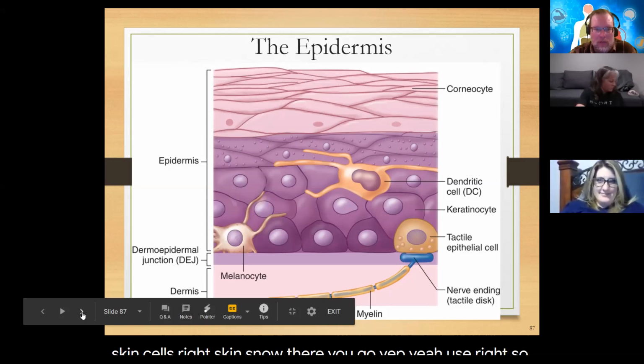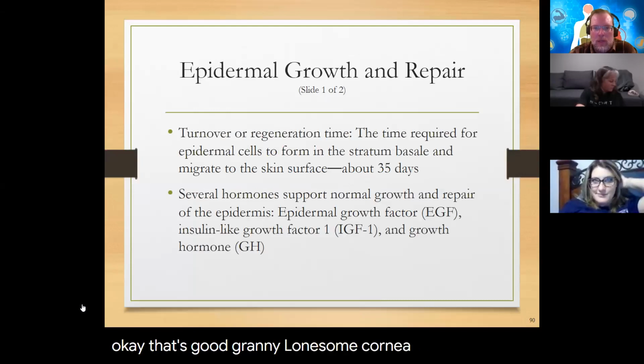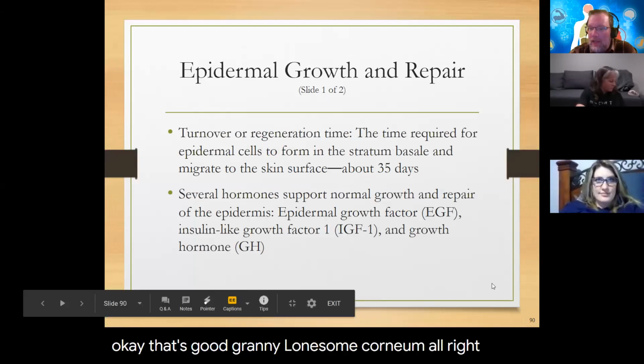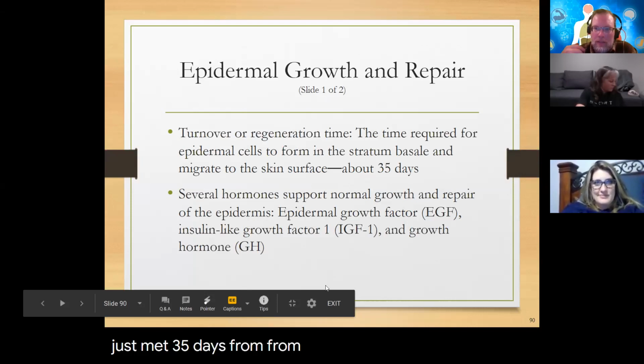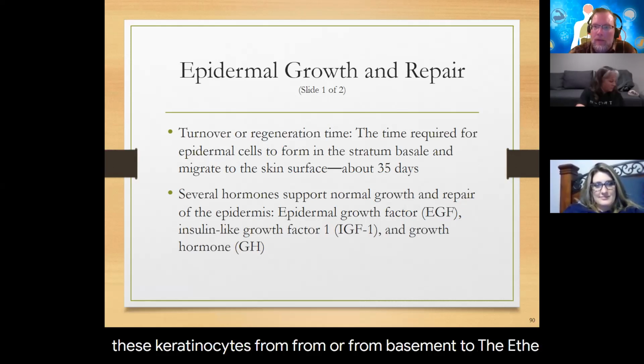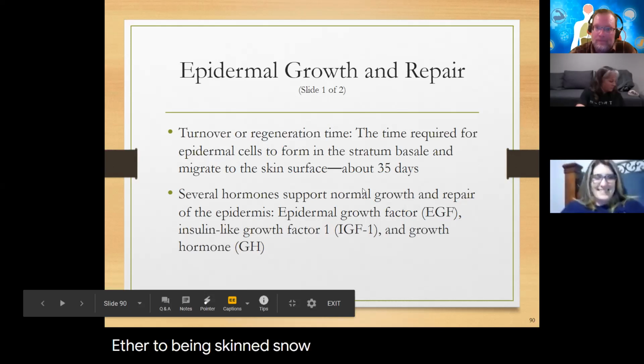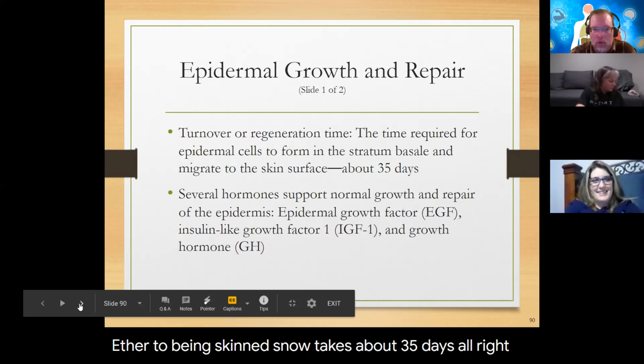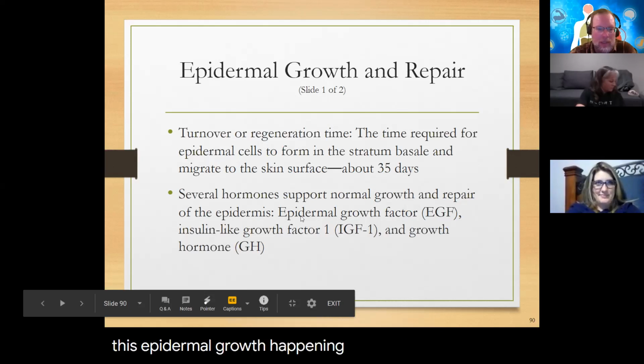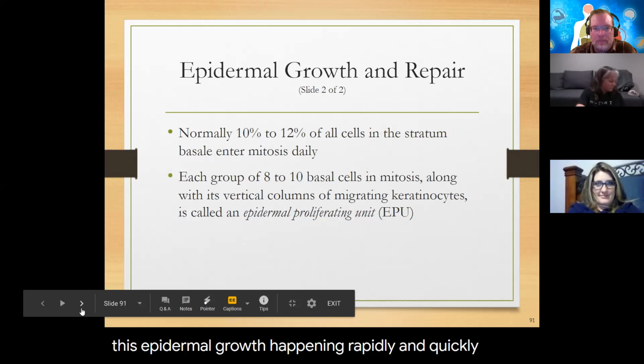Okay, that's good. Granulosum, corneum. Oh, this stuff I just met. 35 days, in essence cradle to grave for these keratinocytes, from basement to the ether, to being skin snow, takes about 35 days. So this epidermal growth is happening rapidly and quickly, and about 10% per day are going through mitosis.